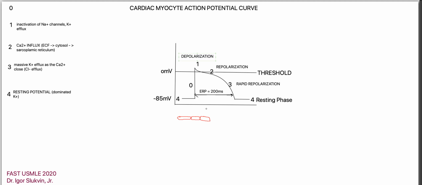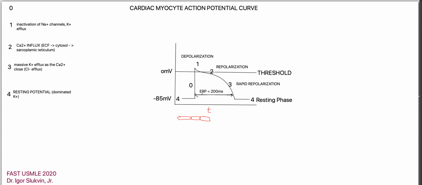this is your time axis. So repolarization is phase 2 and 3. So you know that as the heart contracts, repolarization is the contraction. Depolarization is when the ventricle relaxes to get ready for another heartbeat.